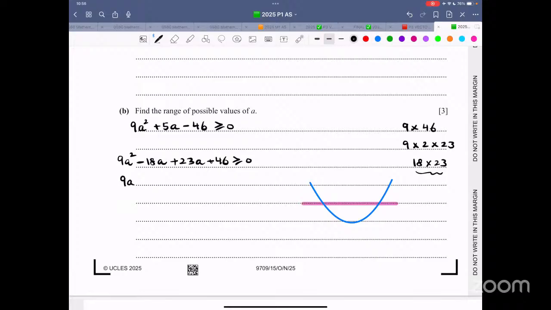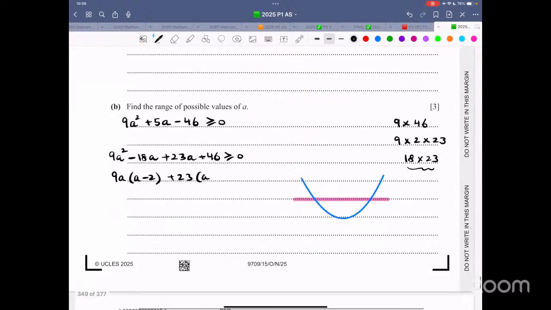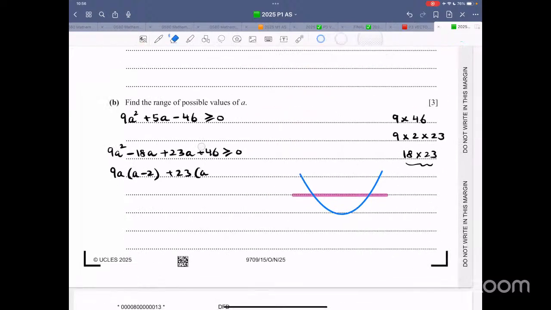Now it's all good. 9a, a minus 2 plus 23a, this is 23 and this is 18. So this is minus 46 or plus 46. This is minus 46. Correct myself. And this is minus. So 9a common, a minus 2, 23 common, a minus 2 is greater than or equal to 0, a minus 2. And this is 9a plus 23 greater than or equal to 0.